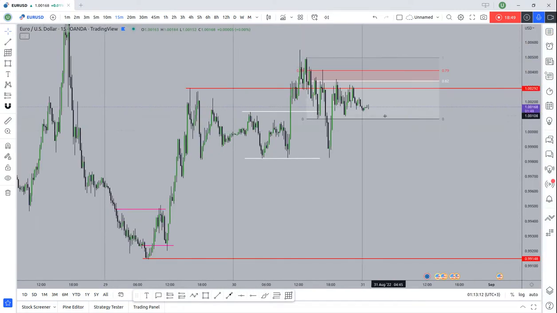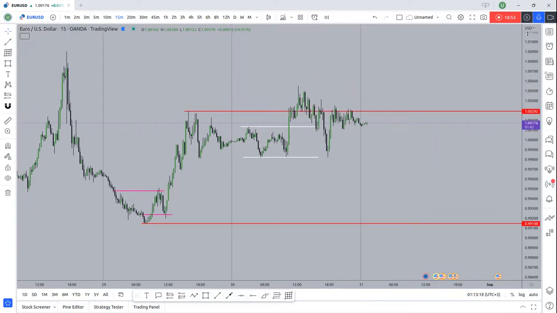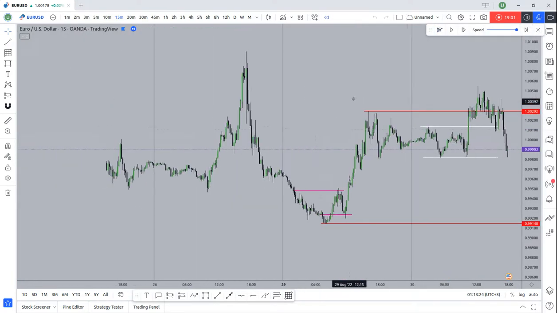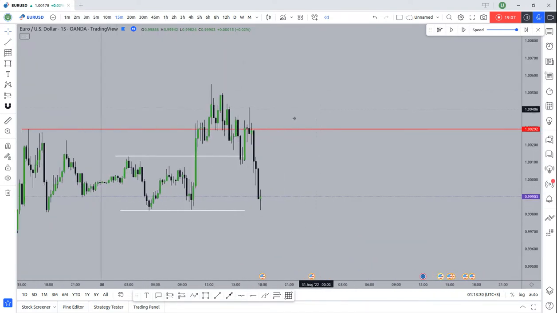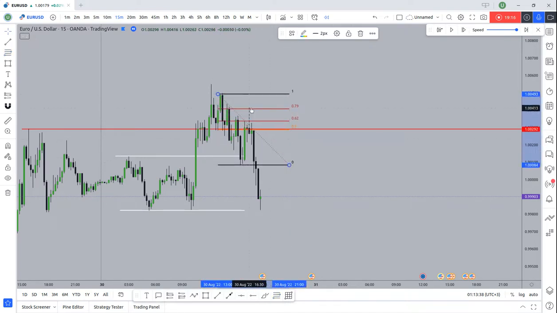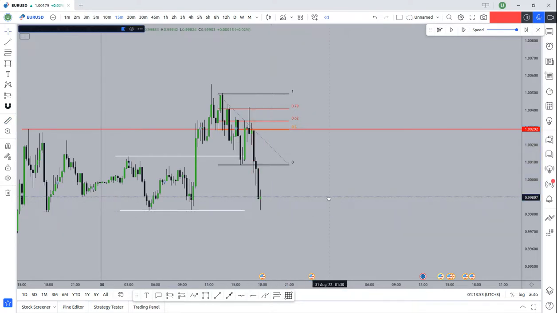And quickly on EU, oh, I still have this stuff in here. Quickly on EU, let me remove this. My entry was on this candle right here. If you put a fib, yes, my entry was here. You go check my screenshots on Twitter and Instagram. You'll find that my entry was here, and this is where I took profit with almost 60 pips.